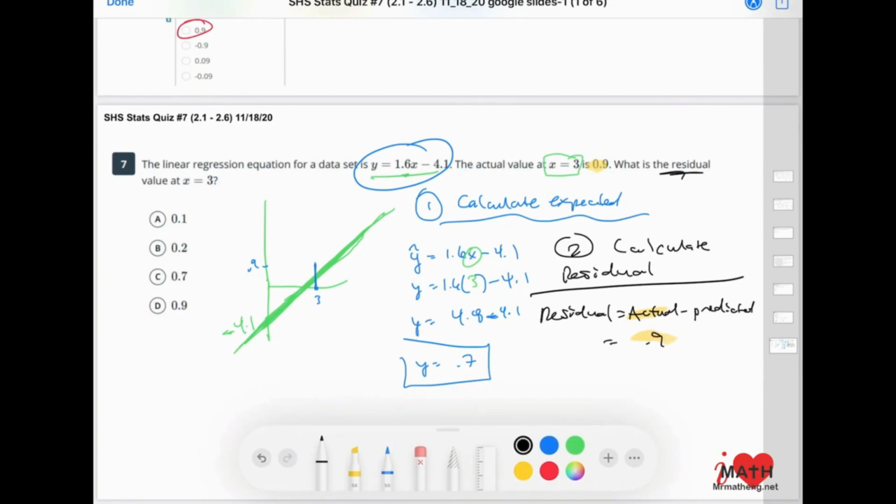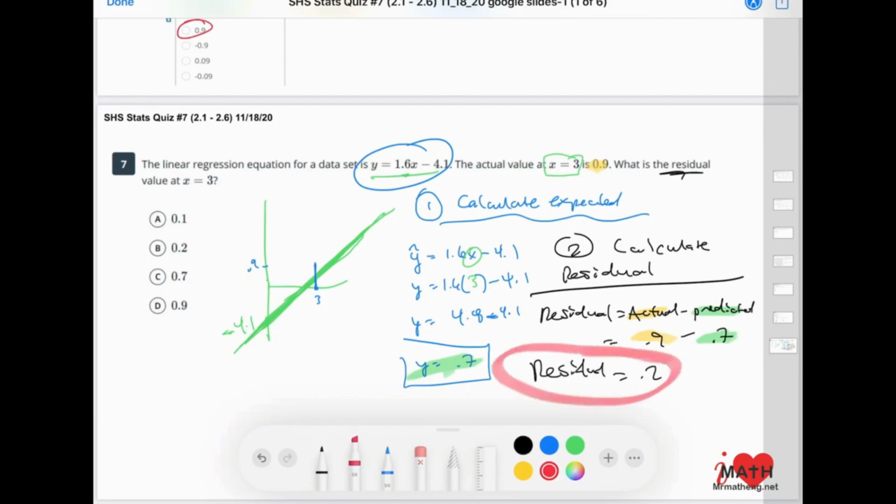And the predicted is 0.7. Oops, did it again. And therefore my residual is equal to 0.2. And that would be choice B as your answer.